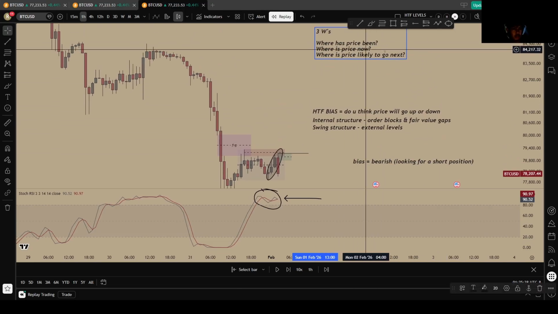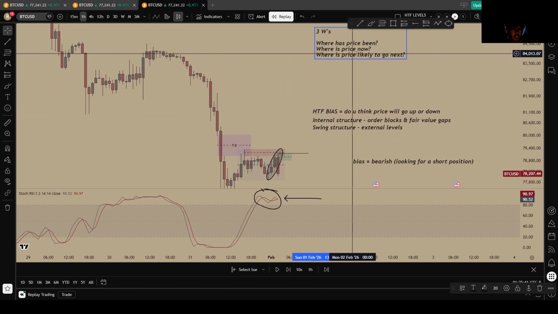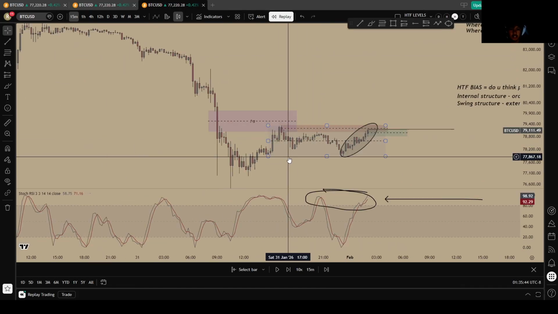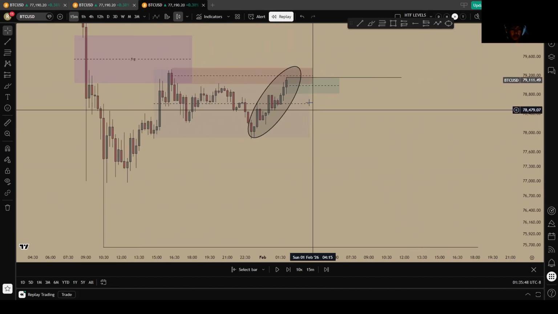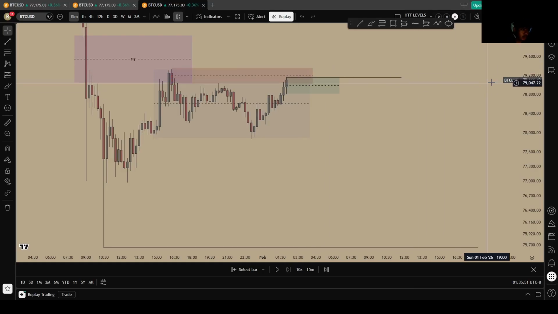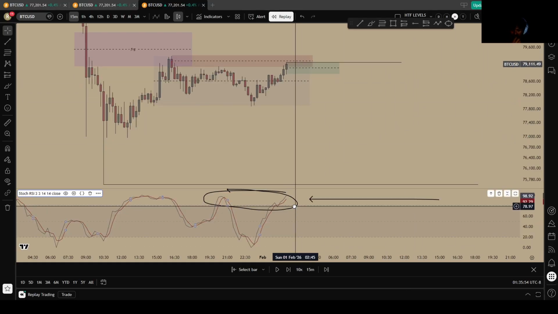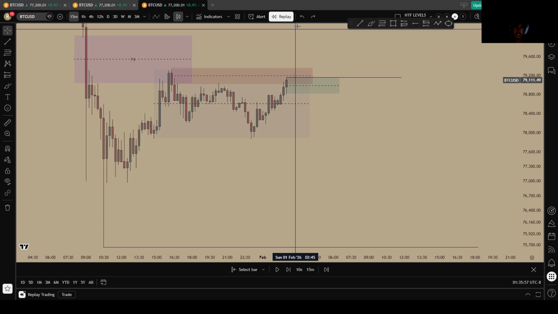So we're answering the 3 Ws. Based off where price has been and where price is now, let's actually dive into it a little bit more in the lower time frames. So we now know that price is at 79,000. We can see that the RSI is also overbought on the 15-minute time frame.